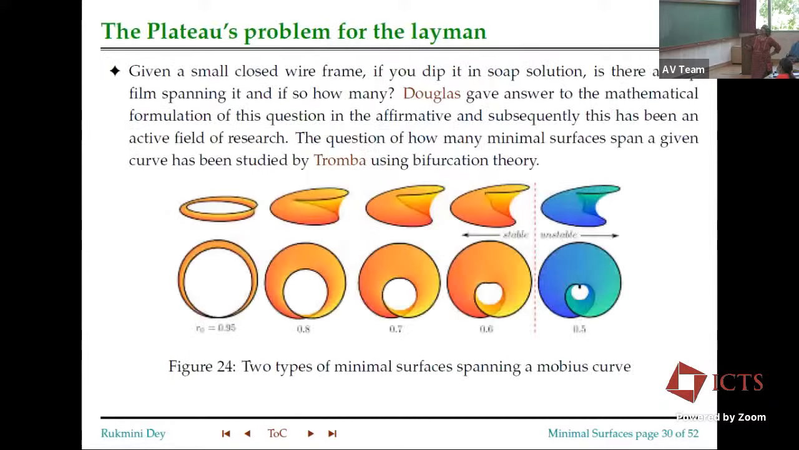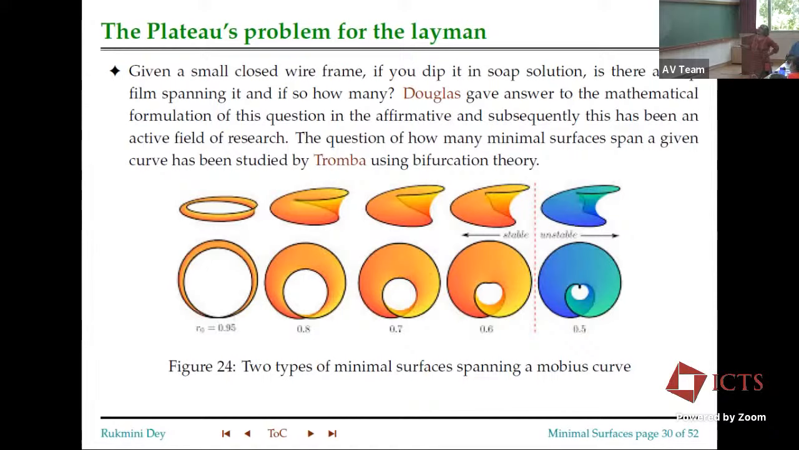Okay, now what is Plato's problem for a layperson? Given a small closed wireframe, if you dip it in soap solution, is there any soap film spanning it? And if so, how many? Jesse Douglas and many other mathematicians gave the answer to the mathematical formulation of this question in the affirmative. And subsequently, this has been a field of active research.